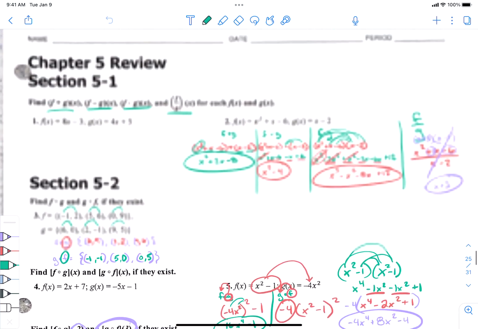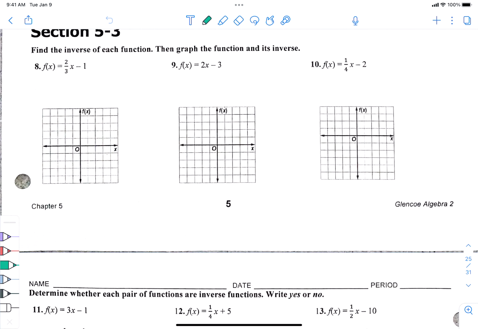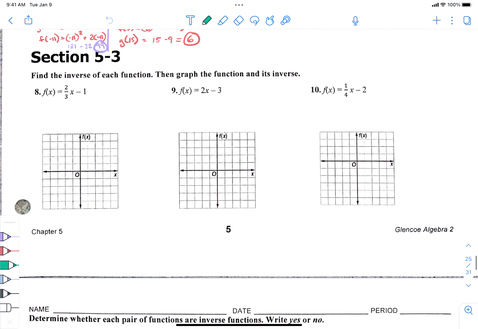This is Chapter 5 review. We are on day 2, which means the test is tomorrow. Yesterday, maybe the 6th period class got through number 8. 8th period, we didn't get quite that far. I think we stopped after this section. So we're going to do number 9 together just to get everybody back on track.